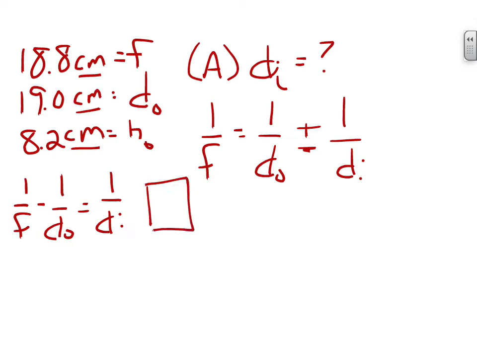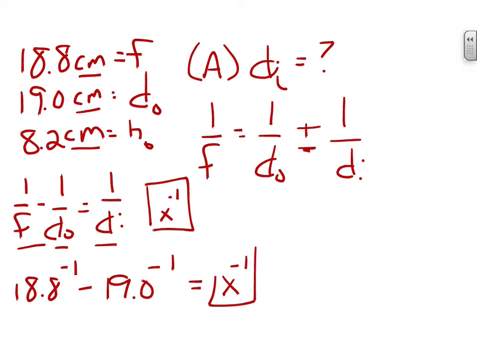Again, we're going to look for that little magic x to the minus 1 button on our calculator. If you start at the number 7 and go up 2 and to the left 1, it's right there. All we have to do is push that 3 times because there are 3 different numbers here. For the F number, we have 18.8, then we hit x to the minus 1, and then we subtract the DO, 19.0, x to the minus 1, then we hit equals. Then we hit x to the minus 1 one more time so that we flip our answer, and hit equals again.